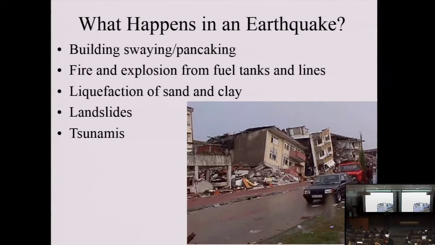So this is a picture of what happens in buildings. Buildings can sway, and as we'll see, you want them to sway. The more they sway within reason, the less likely they are to pancake. And pancake, you can see, is just the walls giving out, and the ceiling of one floor becomes the floor of the floor below. So buildings can sway. Eventually, in extreme cases, they can pancake down onto themselves.